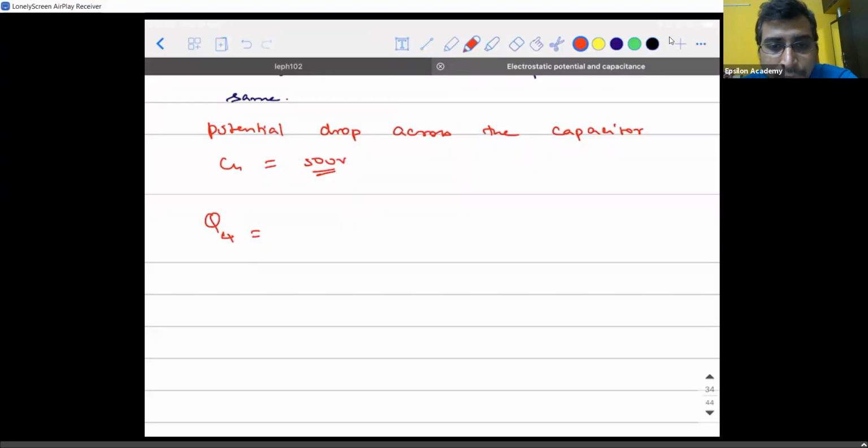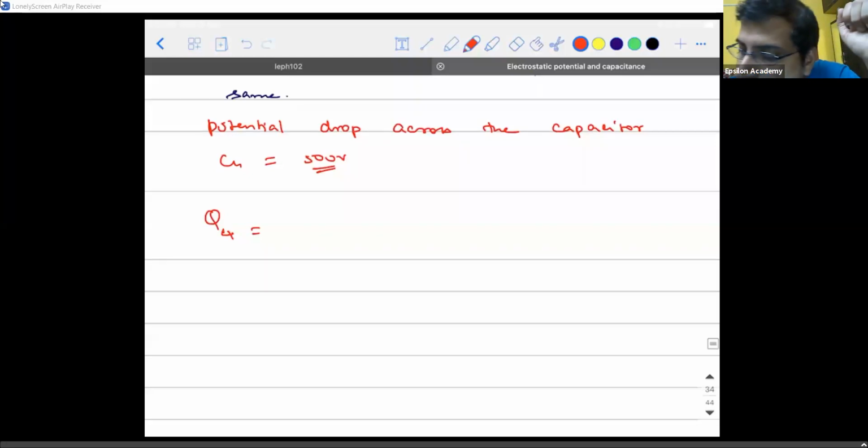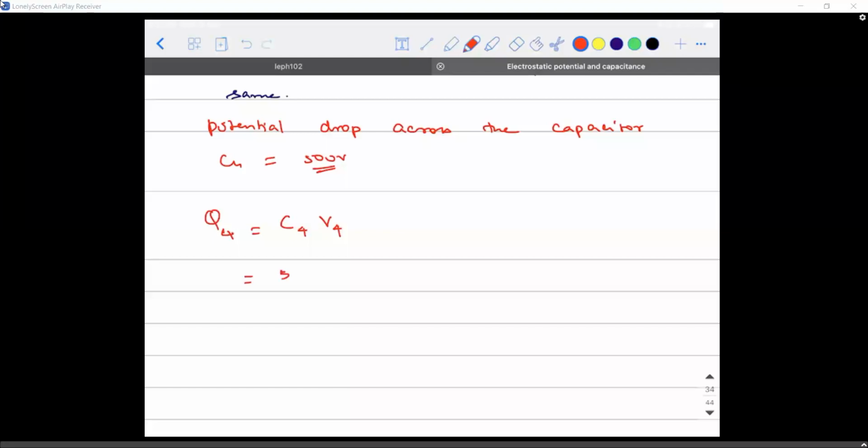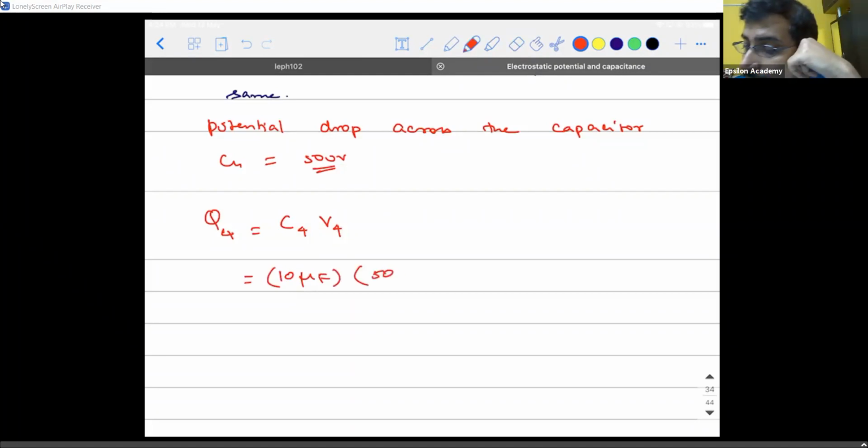Sir, why is it 0 in Q? I've explained this already. 0 because if one point is at 500 volt, the other point has to be 0, so that the potential difference between them is 500 minus 0. Okay, so Q4 is equal to how much? It is C4 into V4. Correct? What is the value of C4? It is 10 microfarad, into what is the value of V4? It is 500 volt. So 10 into 10 power minus 6 into 500.